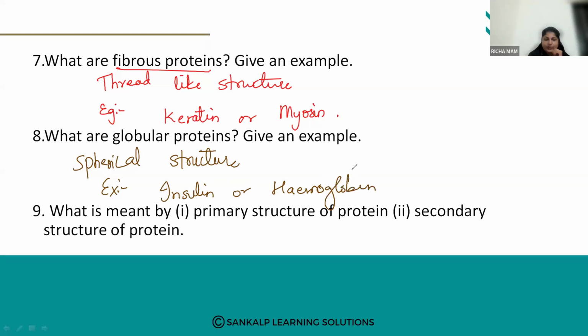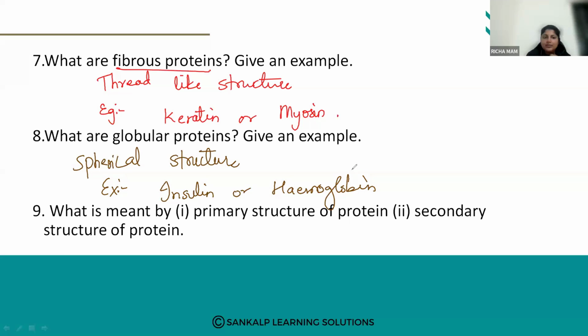So what is the example for globular protein? It is insulin or hemoglobin. Please remember this, very, very important. So what are globular proteins? Globular proteins are proteins which are spherical in structure. What are the examples? Insulin or hemoglobin.